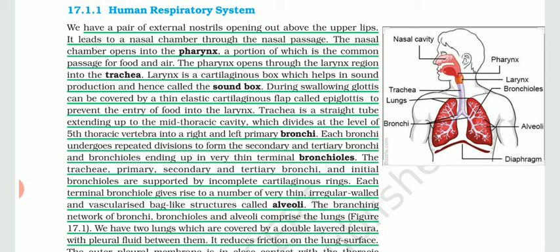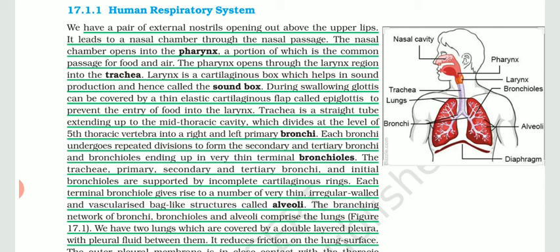Then the trachea is a very straight tube, and it divides at the level of the fifth thoracic vertebra. This is the vertebral column, so different vertebrae are present in our thoracic cavity. The thoracic portion is the part where our chest is present and where our lungs are present. That's why its name is thoracic.